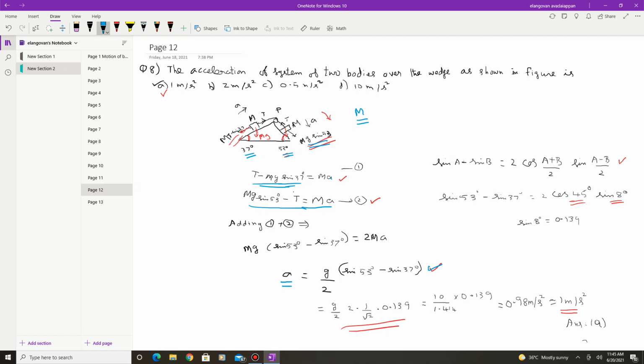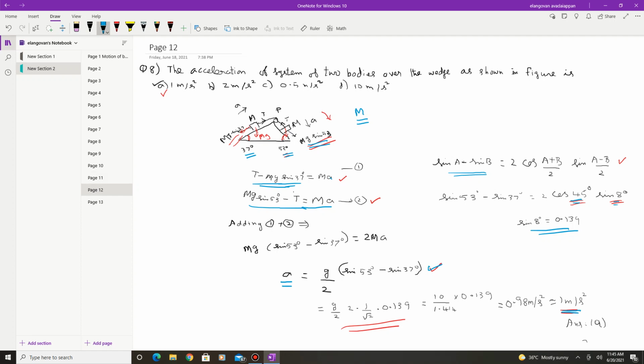Now this can be solved by using trigonometry. Sin A minus sin B is equal to 2 cos (A plus B) by 2 into sin (A minus B) by 2. Sin 53 minus sin 37 is equal to 2 cos 45 into sin 8 degrees, because if you add (A plus B) by 2, you get 45, and if you find (A minus B) divided by 2, you will get 8. So cos 45 is 1 by root 2, sin 8 degrees is equal to 0.139. Once you substitute, you can calculate the value of the acceleration is almost 1.